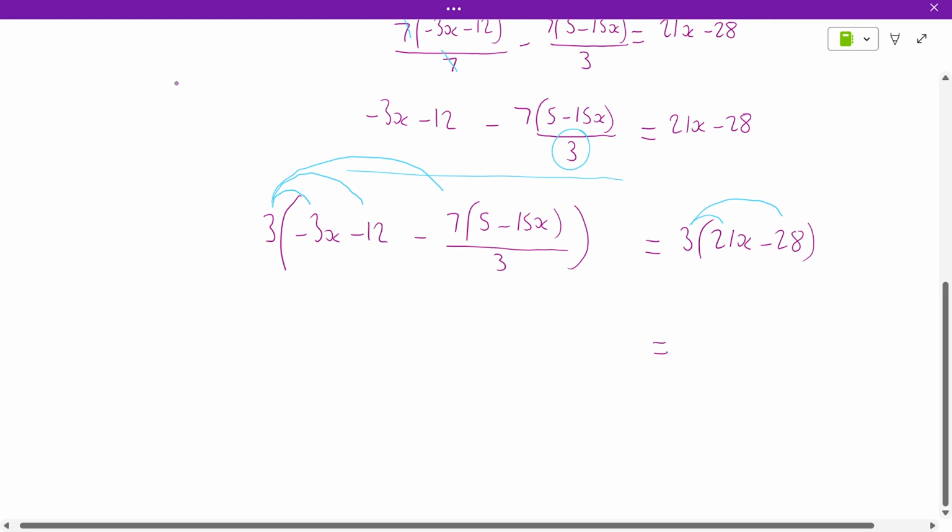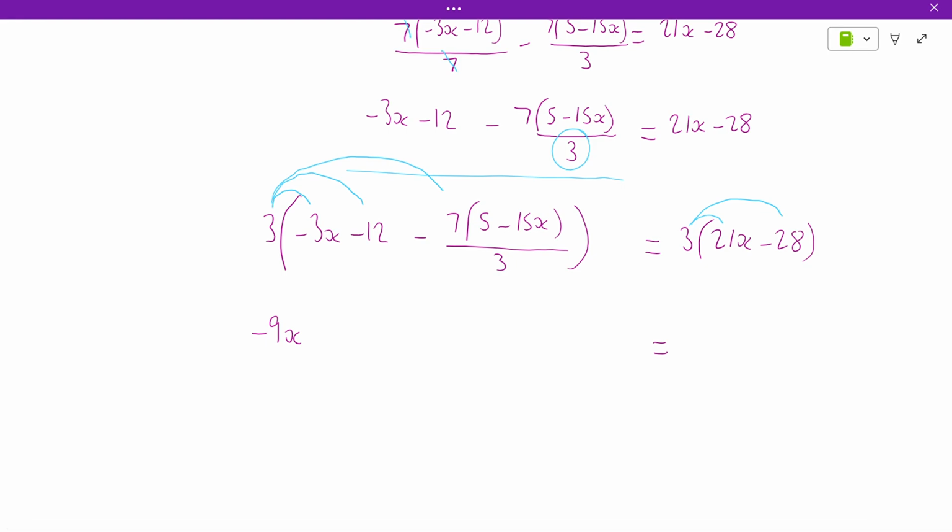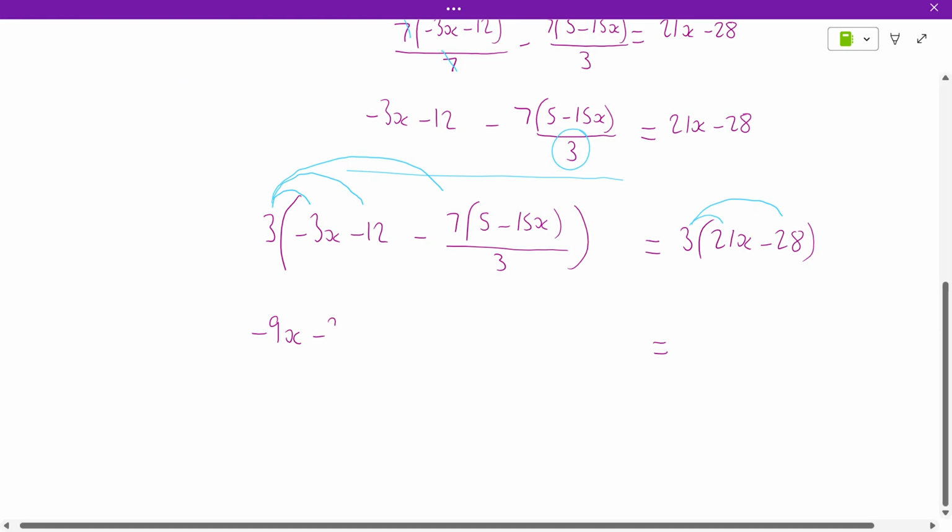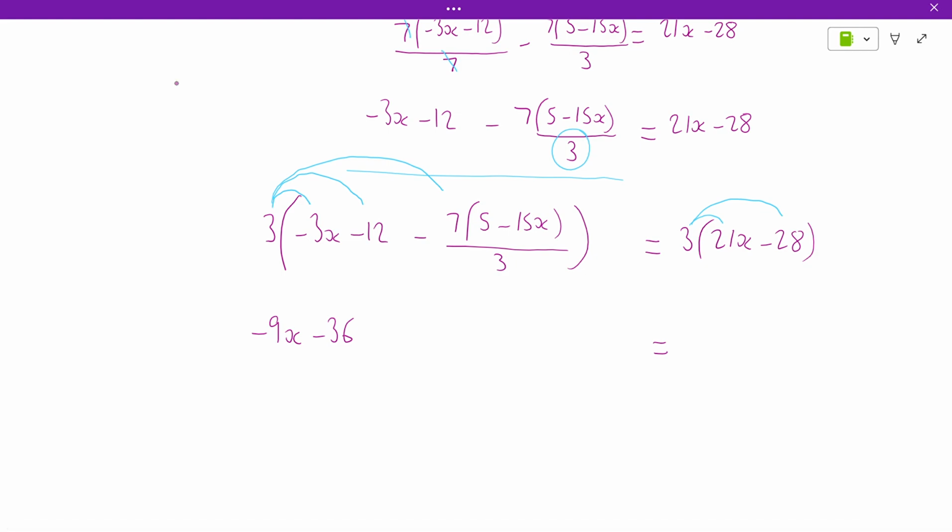So we will have 3 times negative 3x is negative 9x. 3 times negative 12 is negative 36. And now before I multiply this out, maybe let's write this. Well, we can multiply it out.